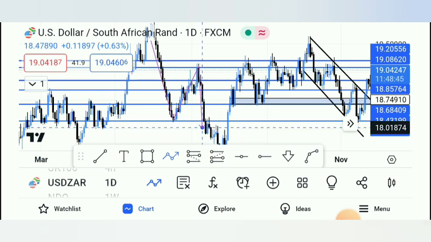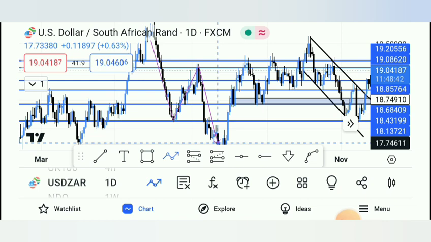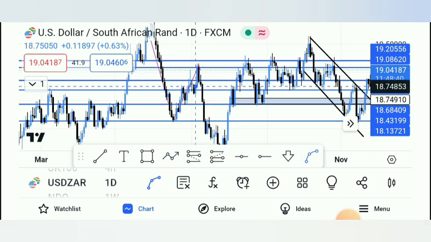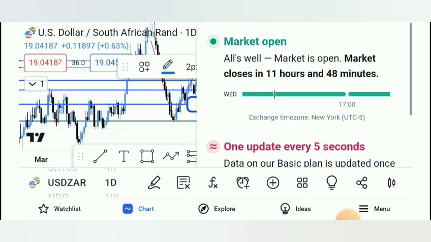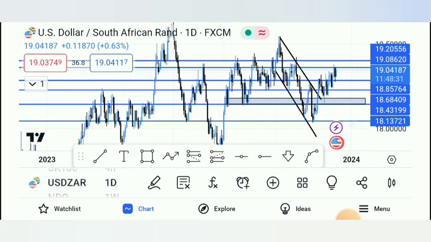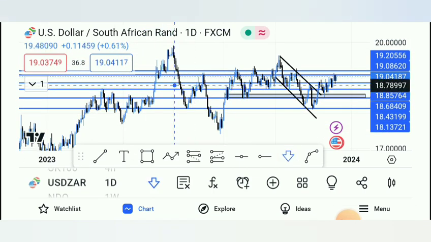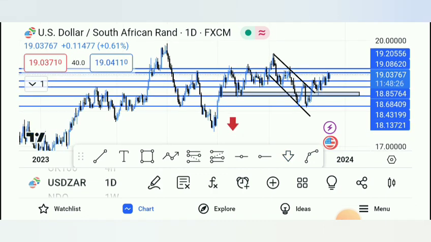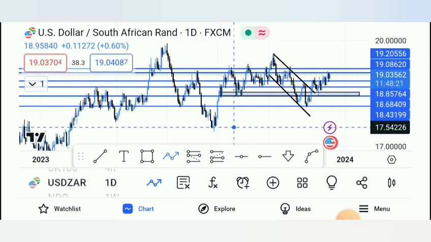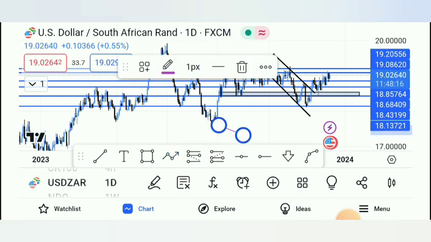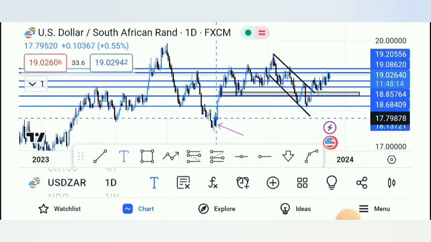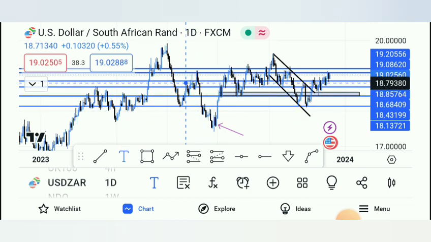Okay, I think this is a fake out. As you can see, let me delete this for you. This is a fake out, guys. The market was trying to manipulate traders.